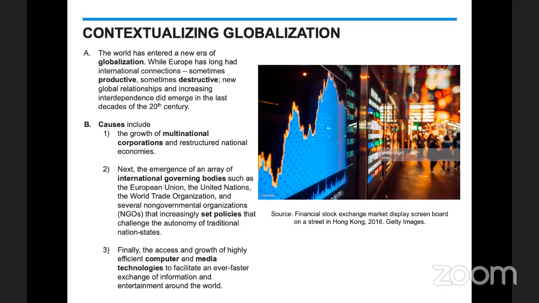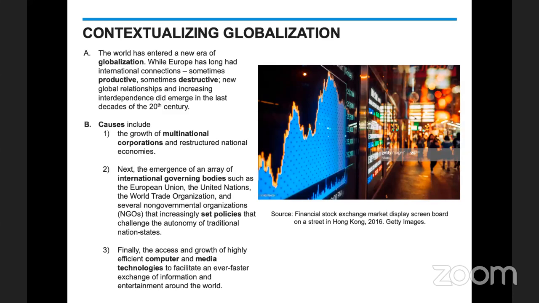Next, two, the emergence of an array of international governing bodies. So there is the European Union, the United Nations, the World Trade Organization. There are lots of these non-governmental organizations, or NGOs, that increasingly set policies that challenge the autonomy of traditional nation states. In other words, we have these huge conglomerates, and if you are France and you want to be a trader and get involved with the World Trade Organization, that's great, but there are certain policies that they're going to dictate to you that you have to adhere to.